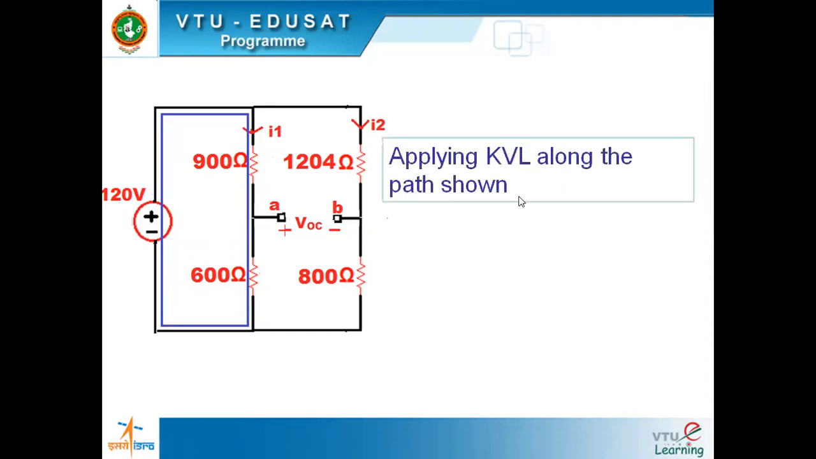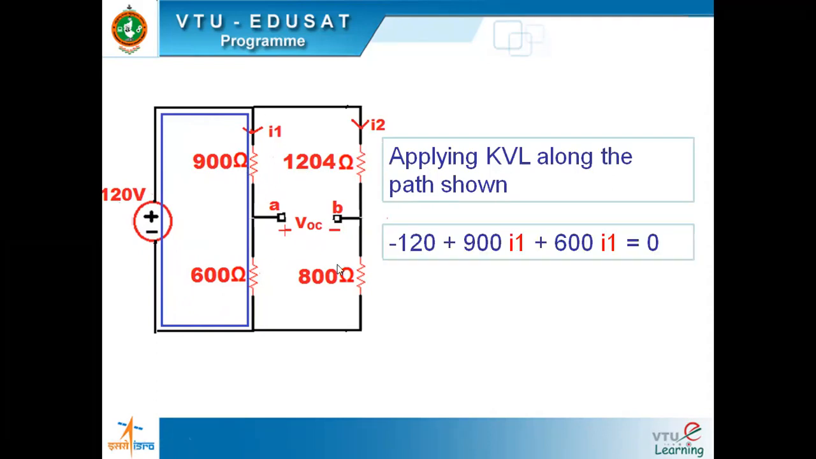Now, applying KVL along the path. This is the blue path I have marked, and that is the path along which I am applying KVL. But it's not mesh analysis. You cannot write 900 into I1 minus I2. It is 900 I1, that's it. So it's minus 120 plus 900 I1 plus 600 I1 equal to 0. We can easily find I1 because it is just one equation, one unknown. That one unknown is 0.08 amps.